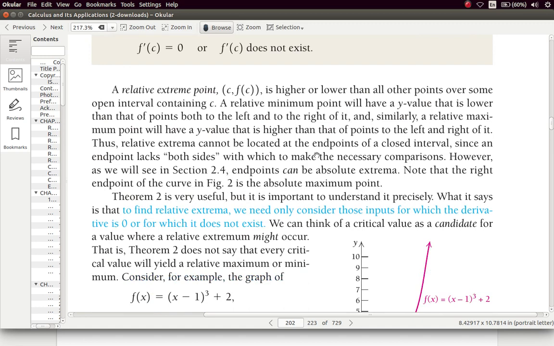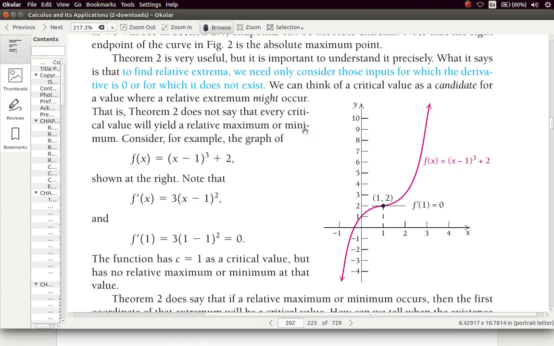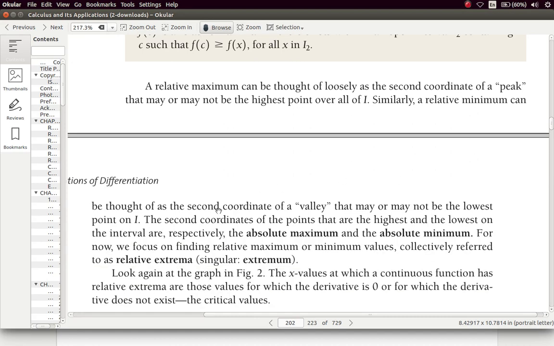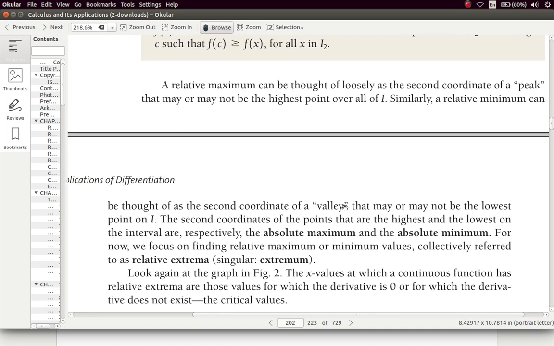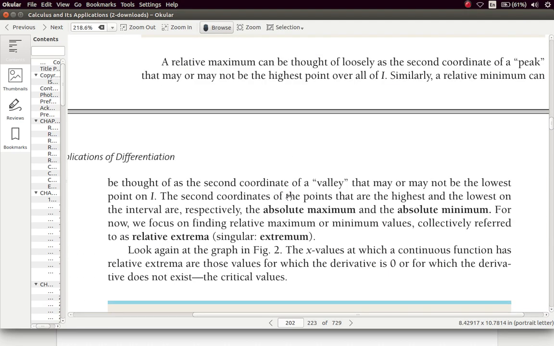Oh, we were here. Where were we a while ago? Right, we were here. Similarly, a relative minimum can be thought of as the second coordinate of a valley that may or may not be the lowest point. So this is a valley, this is another valley. This one is relative because if you go further and further, after a while you meet some point that is lower than it. So it's a relative minimum.